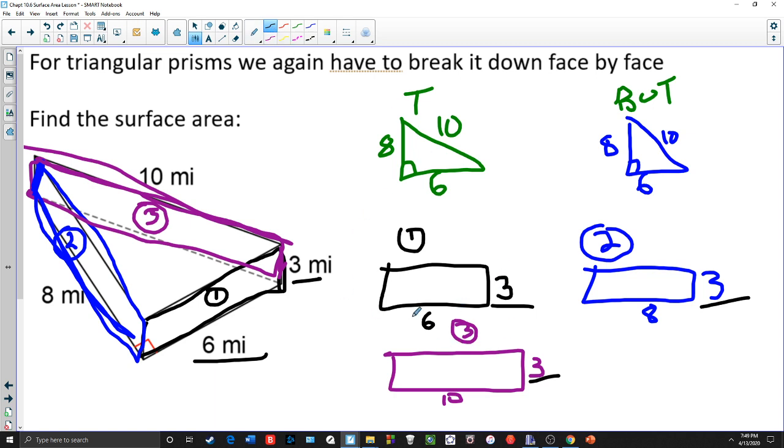So go ahead and find the areas then. 6 by 3, that's going to be 18. 10 by 3 is going to be 30. And then 8 by 3 is going to be 24.